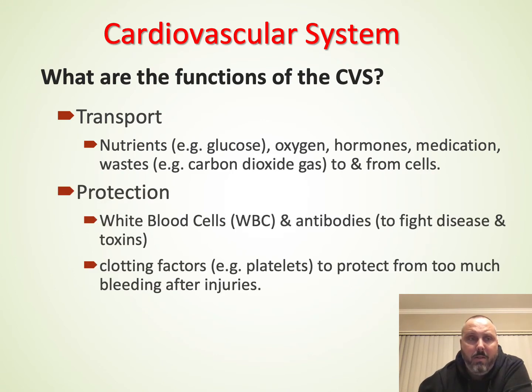The second one, protection. So the white blood cells and antibodies are transported around the body to fight any diseases or toxins. And we also have within the blood the ability to clot. So when those blood vessels get damaged or severed, the platelets protect from too much bleeding after injuries. So obviously that's how we heal after damage to those blood vessels. Obviously there are rare conditions that you may have heard of where people don't clot properly or they have particularly thin blood.